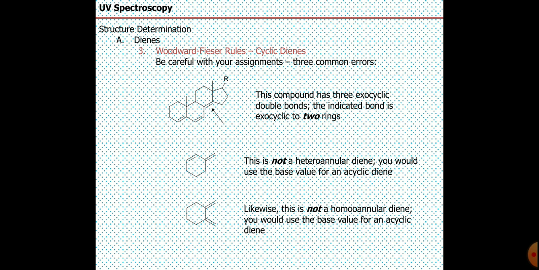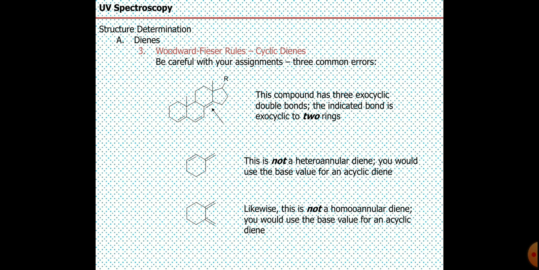The next diene: there are 3 important examples. You can see in the first structure, this compound has 3 exocyclic double bonds. The indicated bond is exocyclic to 2 rings. Here, this is not a heteroannular diene.